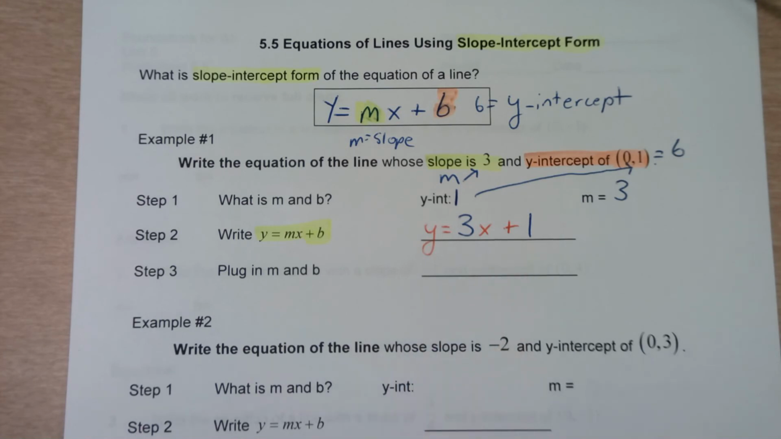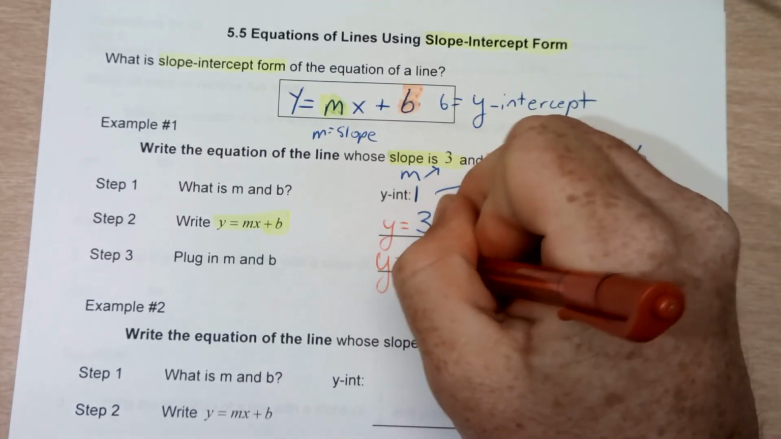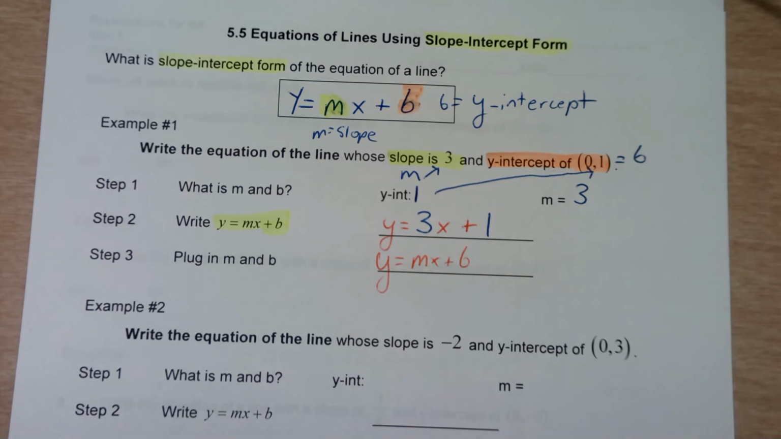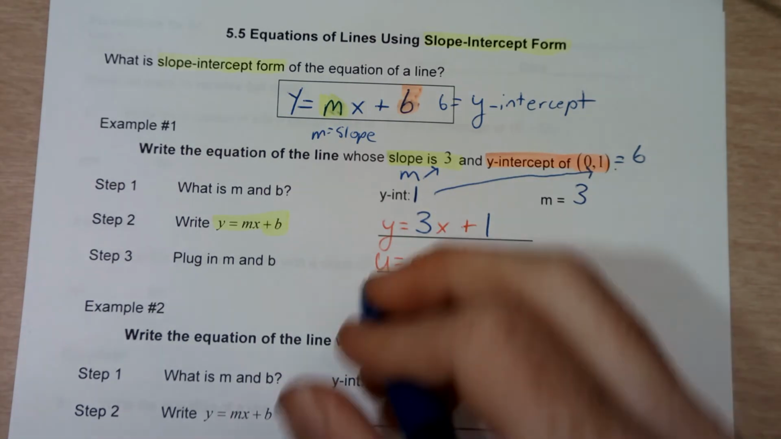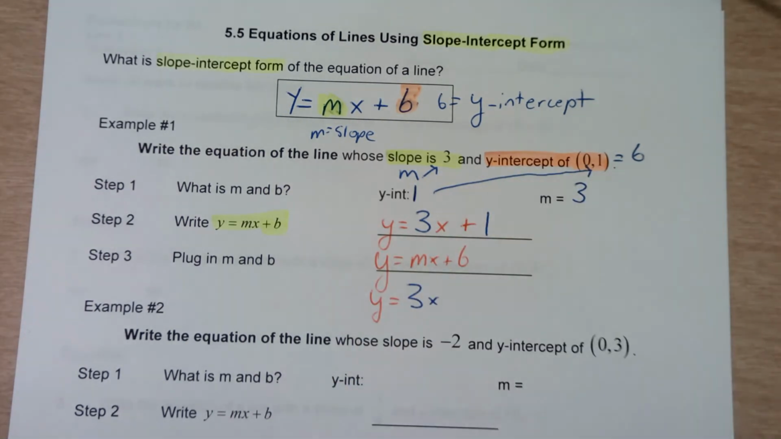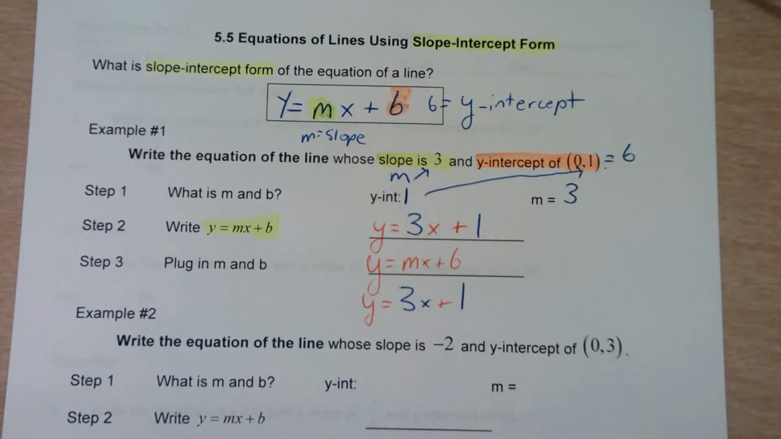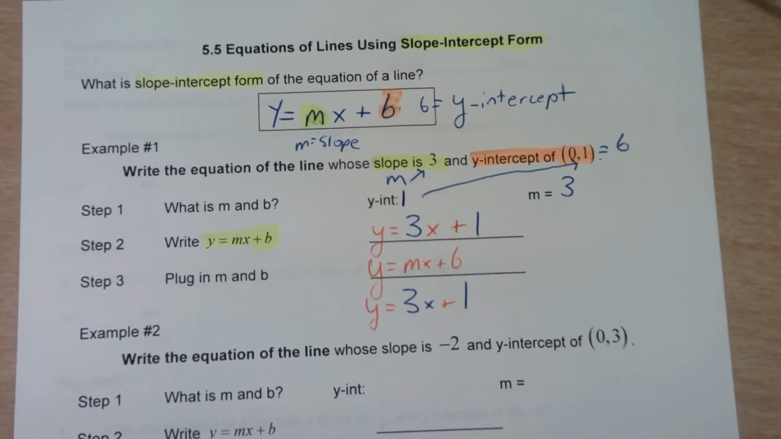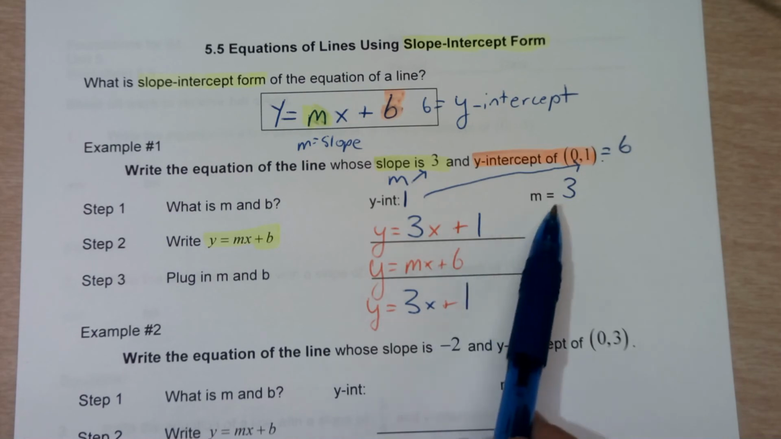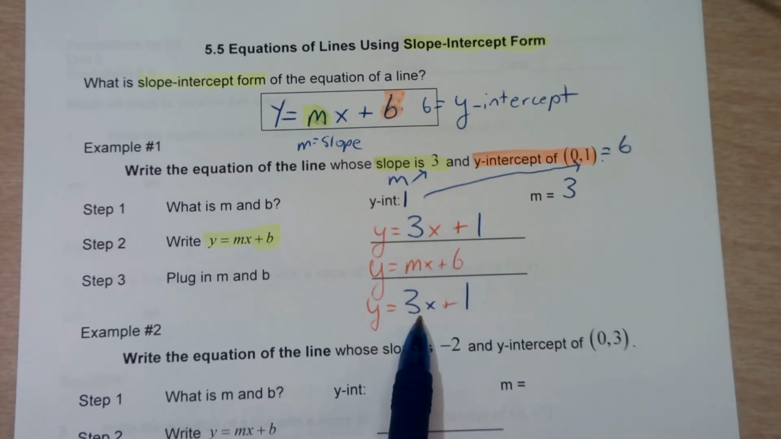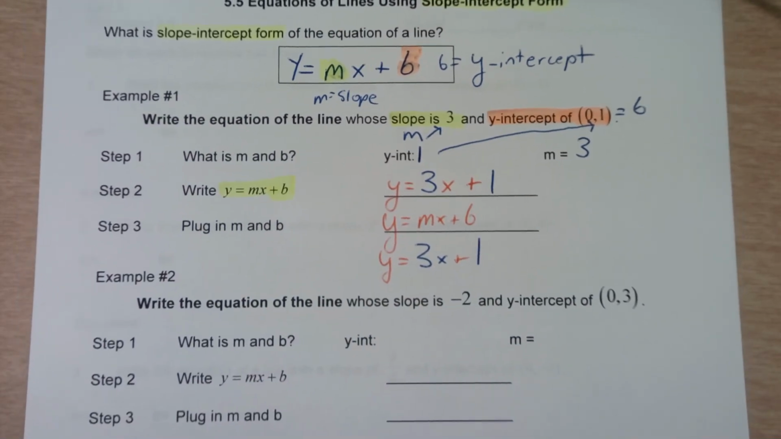What it wanted us to do above, again, to show you guys, would be y equals mx plus b. Then we subbed in the 3 for m, so we did y equals 3x, and then plus my b, which is 1. These are the same exact thing, but I just wanted to show you how we subbed into this formula. We use my y-intercept of 1 as my b, and we use my slope of 3 as my m. So we're going to do the same exact thing with the next example.